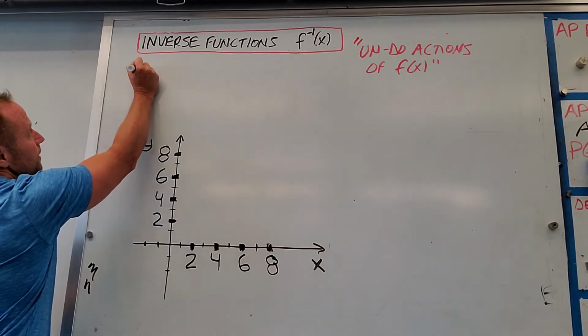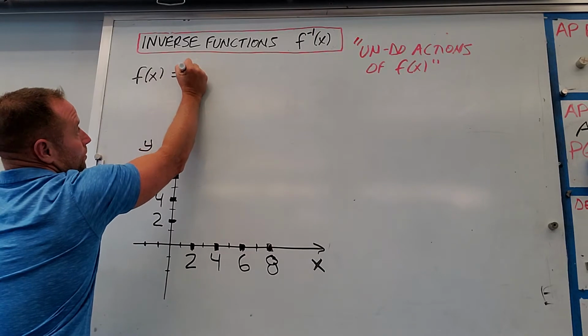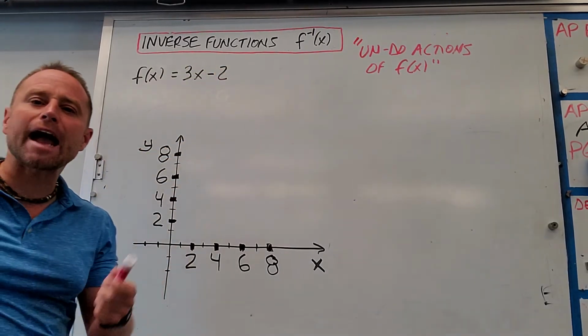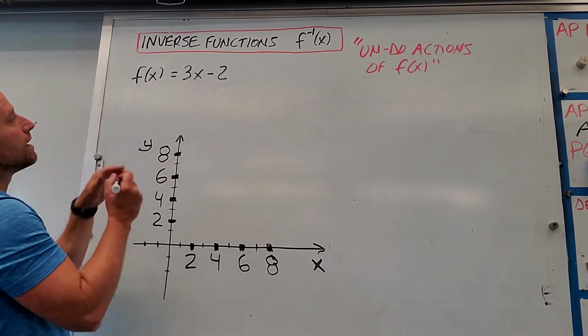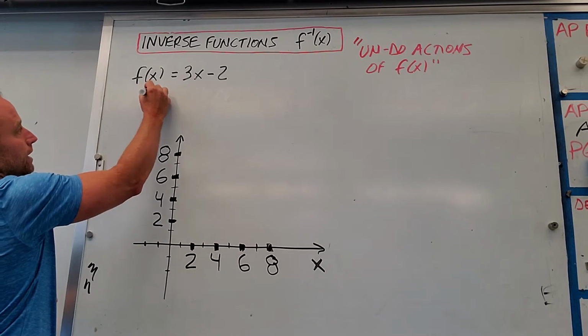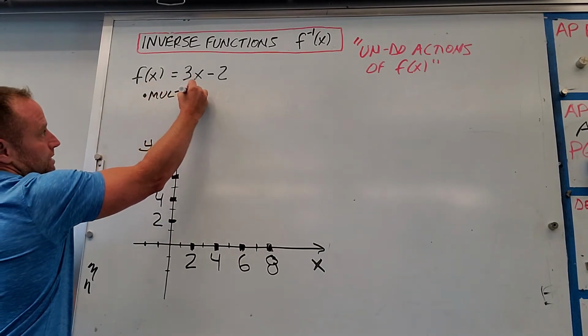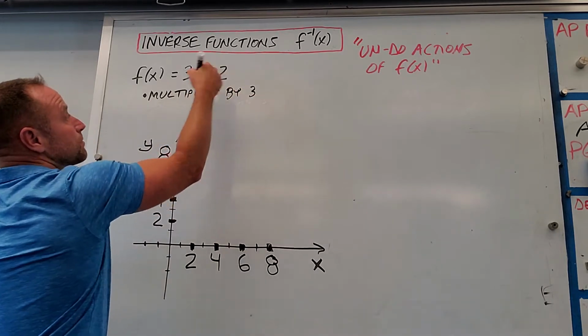Say there's a function out there like f of x equals 3x minus 2, right? If you look at what the two actions of that function are, the first thing this function does is it multiplies by 3. So we'll say that's one action it takes, it multiplies by 3. And then it subtracts 2.